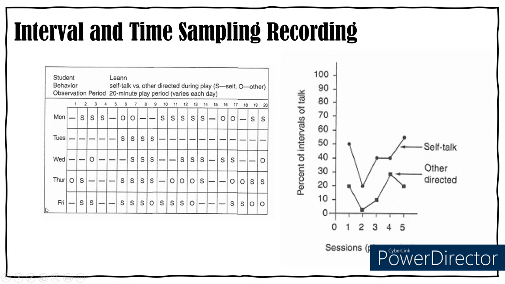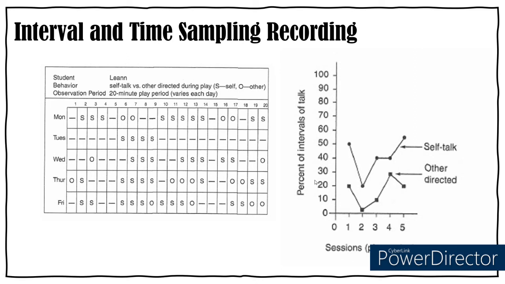And then this data is counted, and then we calculate the percent of the interval of talk. So what we are doing is, as you see the two lines, one is the self-talk and the other one is the other directed talk. Sessions are on the x-axis. So let's count on Monday how many S's are there. We have 1, 2, 3, 4, 5, 6, 7, 8, 9 and 10. 10 out of 20 times 100, what? So 10 divided by 20 multiplied by 100, and that shows 50%. So self-talk on Monday is 50%. So that's the first day.